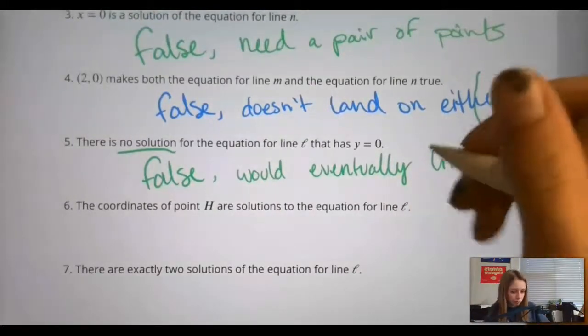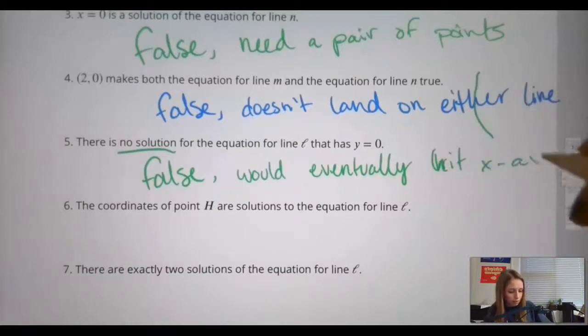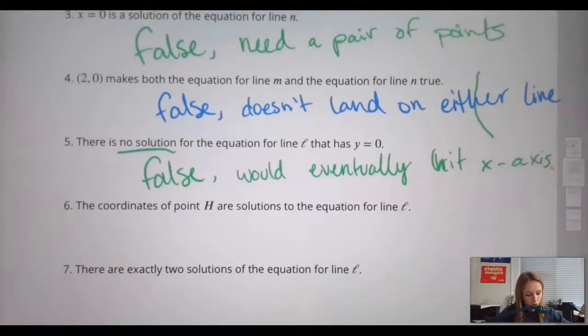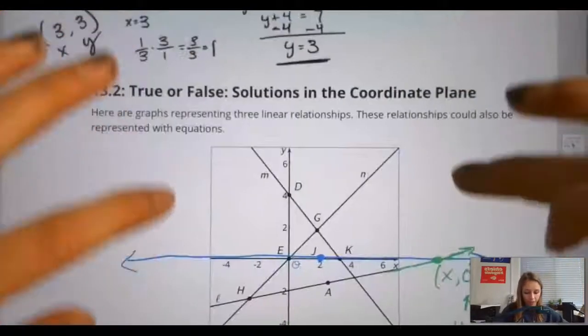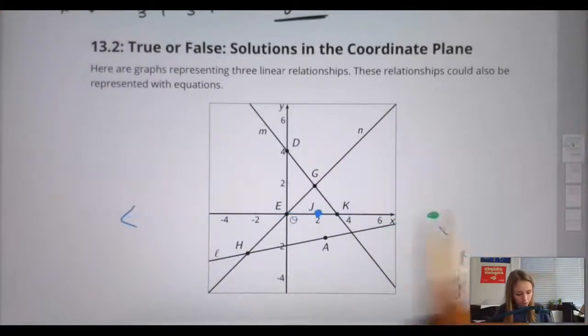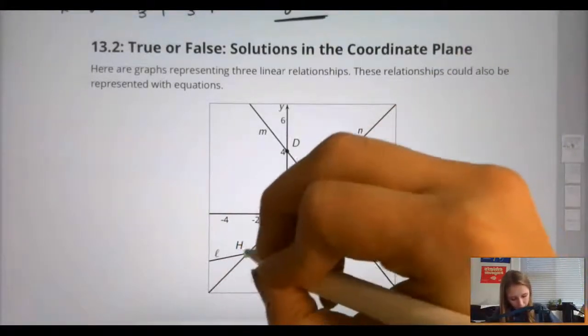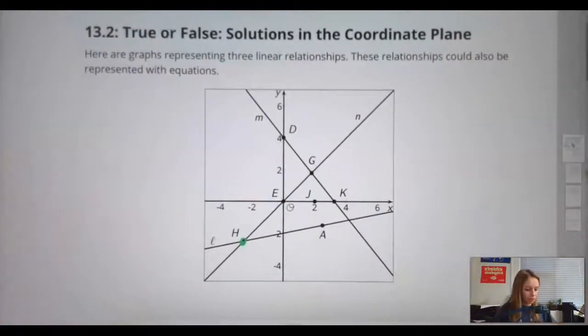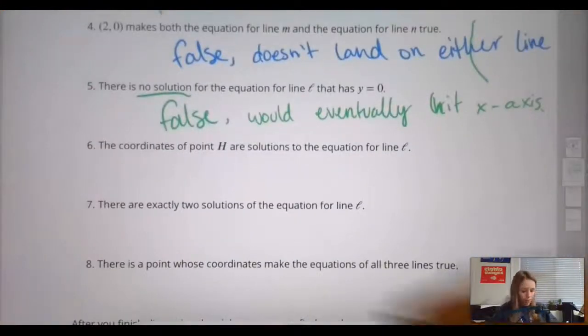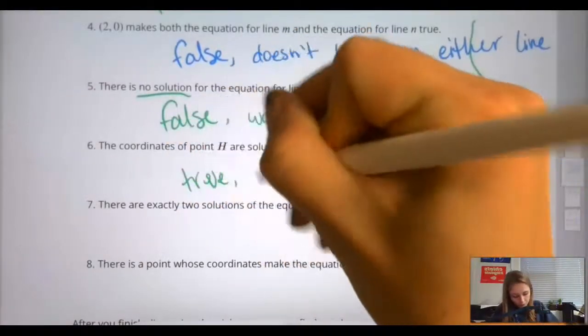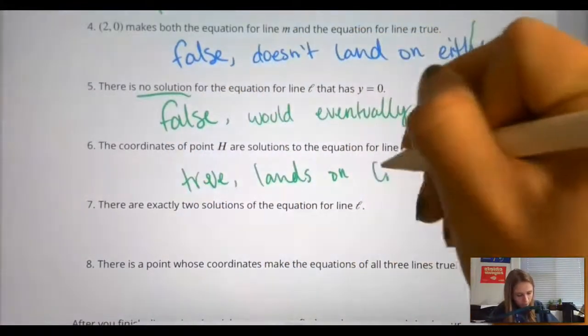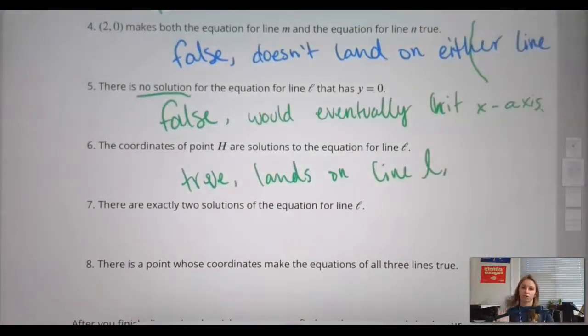Let's hit x-axis. There we go. Now it says the coordinates of point H are solutions to the equation for line L. So let's see if it goes to line L. Alright, so let's find point H. And it lands on line L there. So this would then be true. And the only explanation we have to put is that it lands on the line.